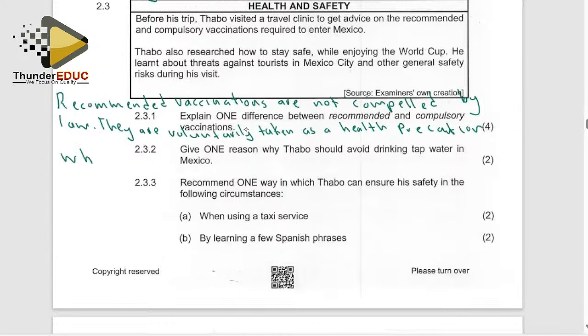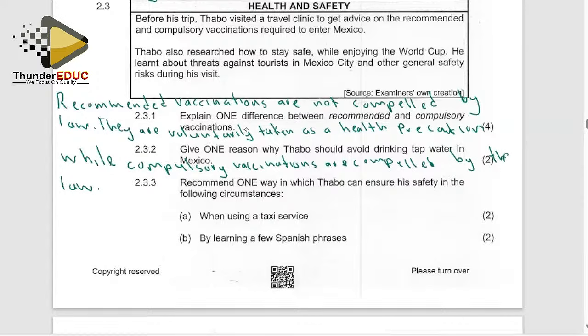While compulsory vaccinations are enforced by the law. Are compelled by the law. Compulsory vaccinations are compelled by the what? By the law. In addition to being compelled by the law, failure to take it might result in deportation, or it can result in what? In you being put in quarantine.